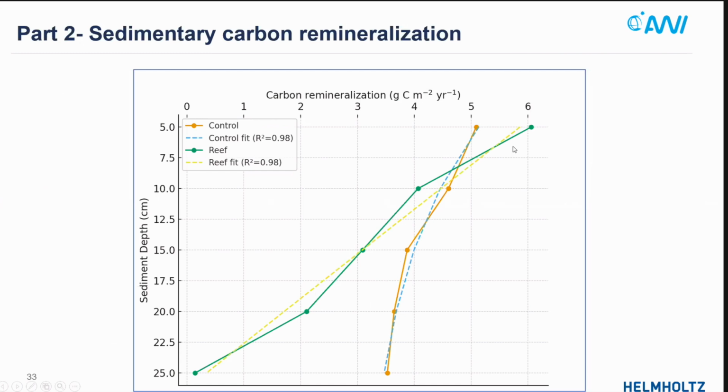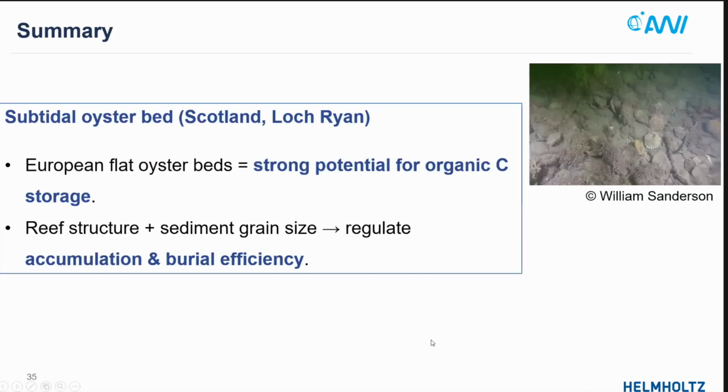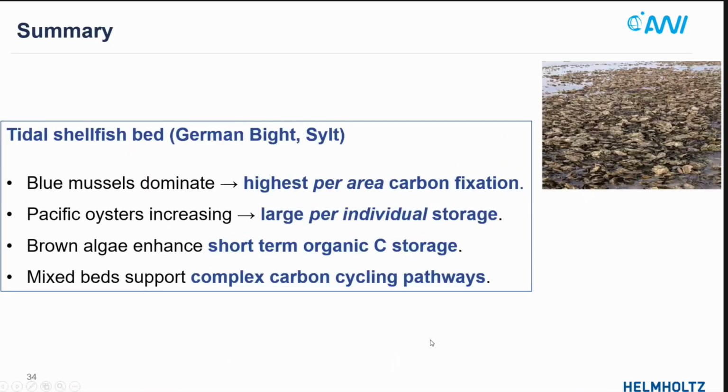Whereas in the case of reef adjacent sediment, in the top layer the carbon degradation is quite high, but with increasing depth the carbon degradation is quite low. So it is consistent with reduced permeability of sediment and more refractory material being buried below the fast cycling zone, that is the top 5 to 10 centimeters. So, coming to the summary.